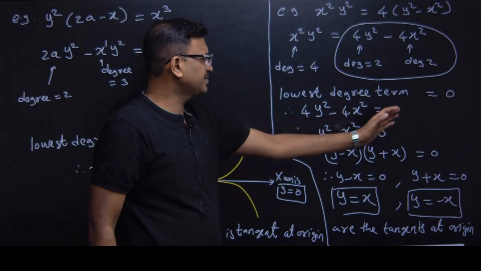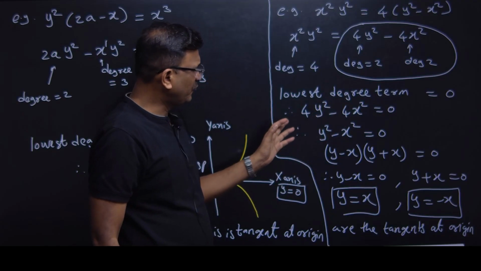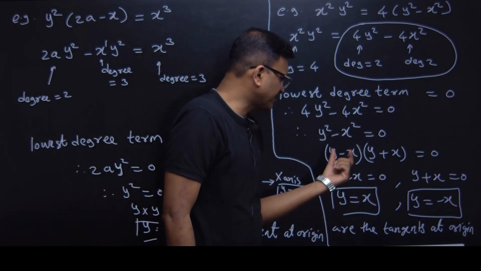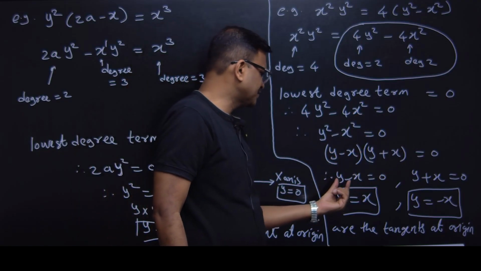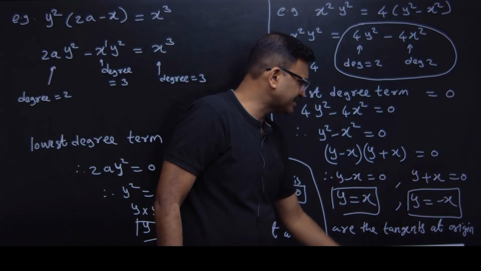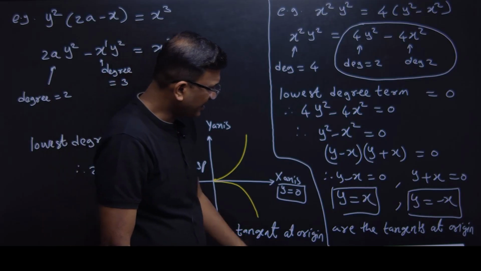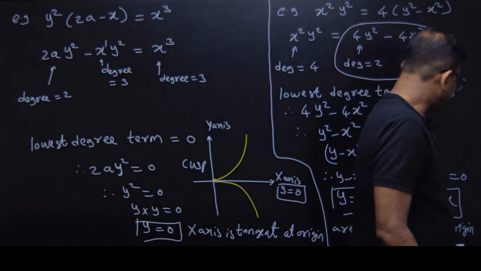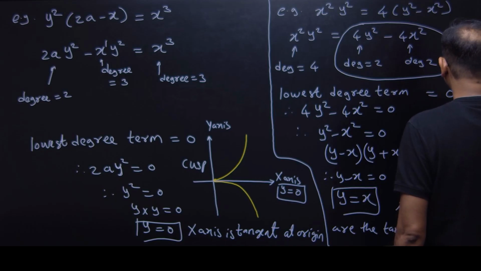Divide this whole equation by 4. 4y square minus 4x square is 0. If you divide by 4, you get y square minus x square is 0. You get y minus x into y plus x is 0. Equating these two brackets with 0, we get y minus x is 0 and y plus x is 0. We get y is x and y is minus x as the tangents at origin.